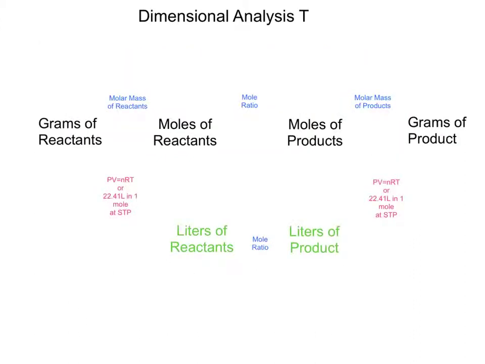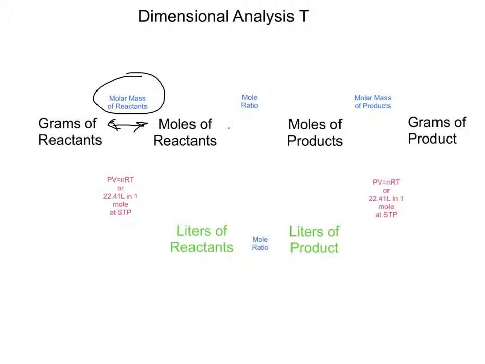Let's try a different problem. Or before we get to that problem, let's take a look at what we want to do here, because as I just said, we need to remember this. If I'm going to go from grams to moles, or moles to grams, I can go either way there, but what I'm going to look for here is the molar mass of the reactants. And how do I find that molar mass of the reactants? I go to the periodic table, and I add that up.